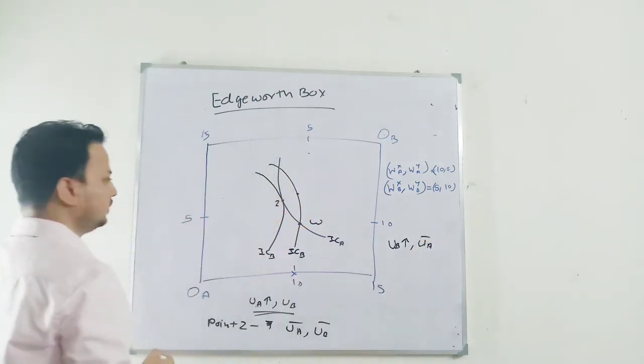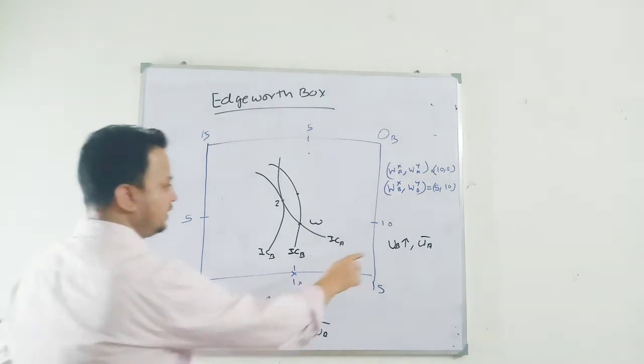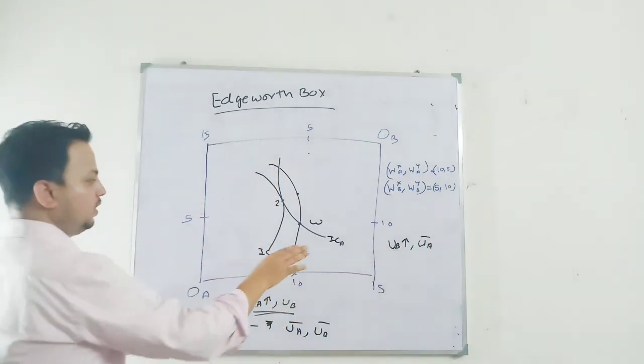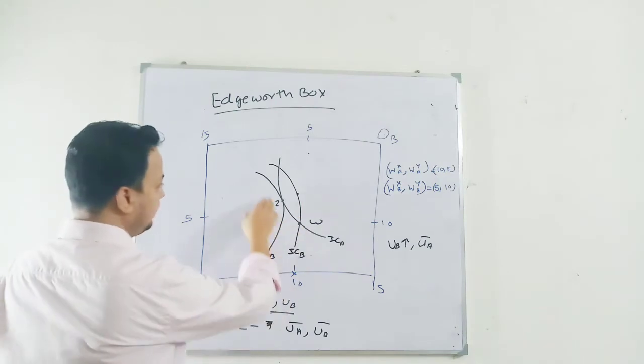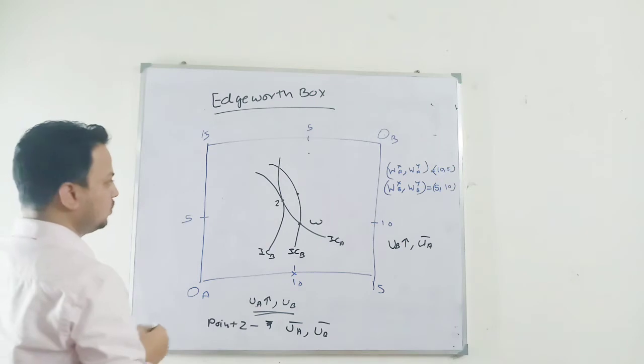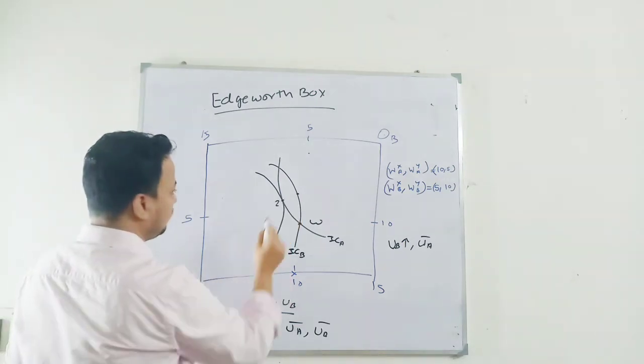So I am able to increase the utility of B without having any impact on the utility of A. Don't take this as given. I write this only to say that there is no impact on the utility of the initial, whatever utility they have. So this is point 2.